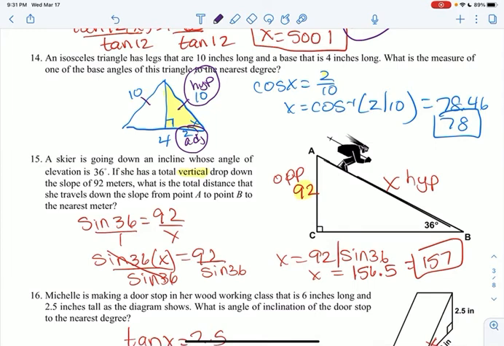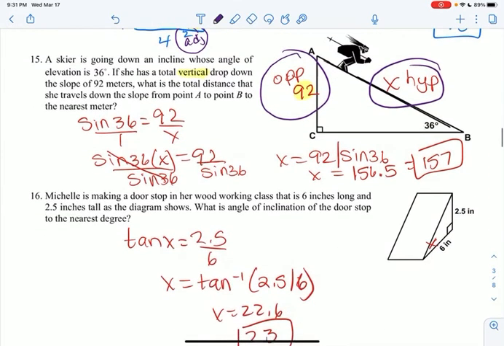15, I have a skier, and she has a vertical drop of 92, so that's why I put 92 on that vertical line. The angle of elevation is 36, that's in the bottom corner, it's already on the picture, and I'm trying to find the distance she travels from point A to point B. Well, based on that angle of 36, the 92 is opposite and the x is hypotenuse, so therefore I'm using sine. So sine of 36 equals 92 over x. Put a 1 under there, cross multiply, and I have to solve for x, so I have to divide by sine of 36, and I do get 157.